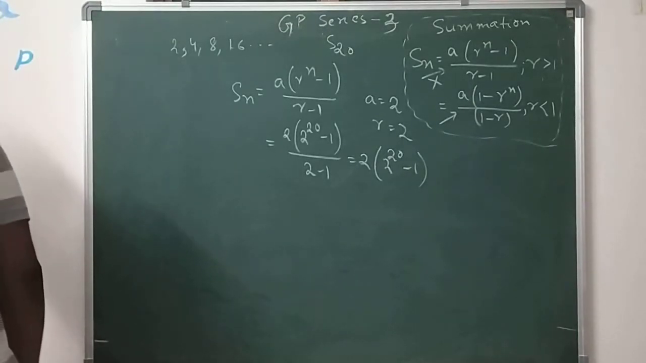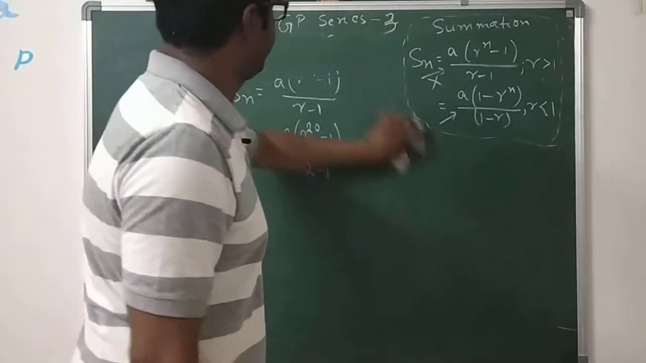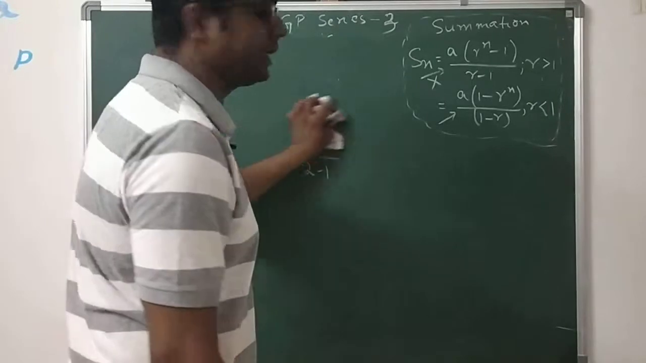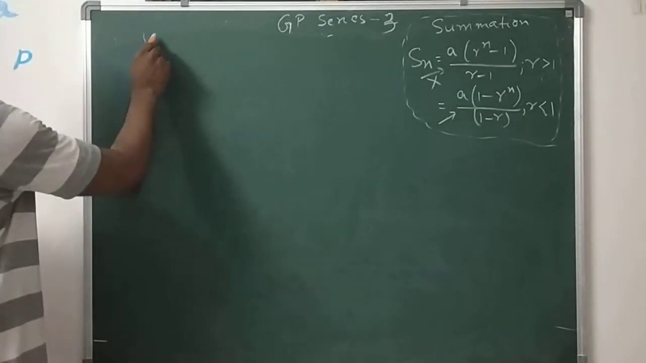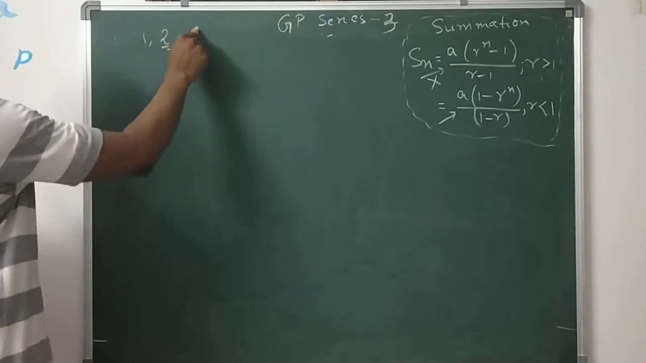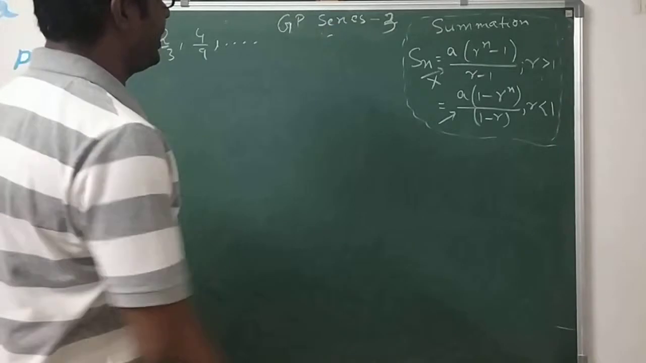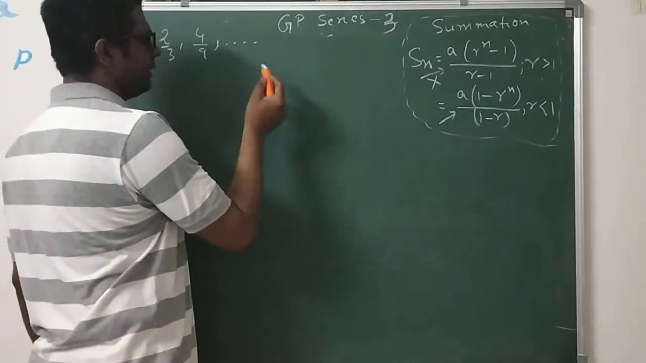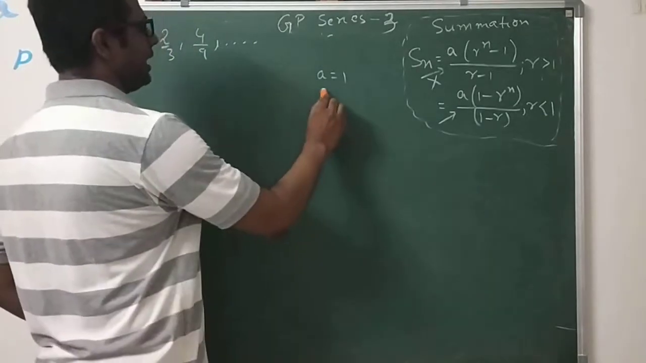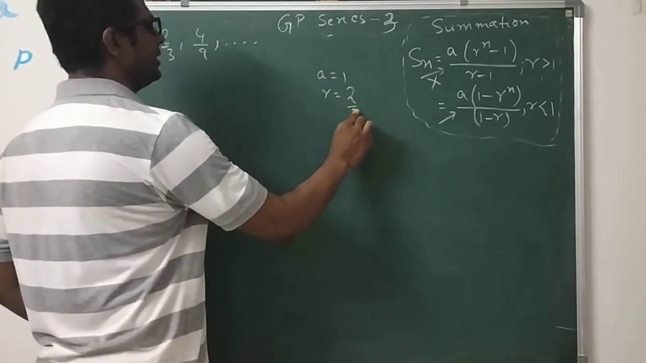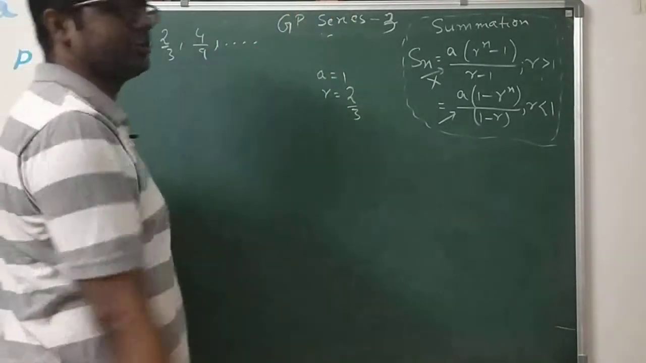1, 2 by 3, 4 by 9. It has been said to find the summation up to n terms. A series is given: 1, 2 by 3, 4 by 9. You have to find the summation up to n terms. So first of all, what is A? A is 1. What is R? R is 2 by 3. This is the GP series. Continuous multiplication by 2 by 3 is going on.